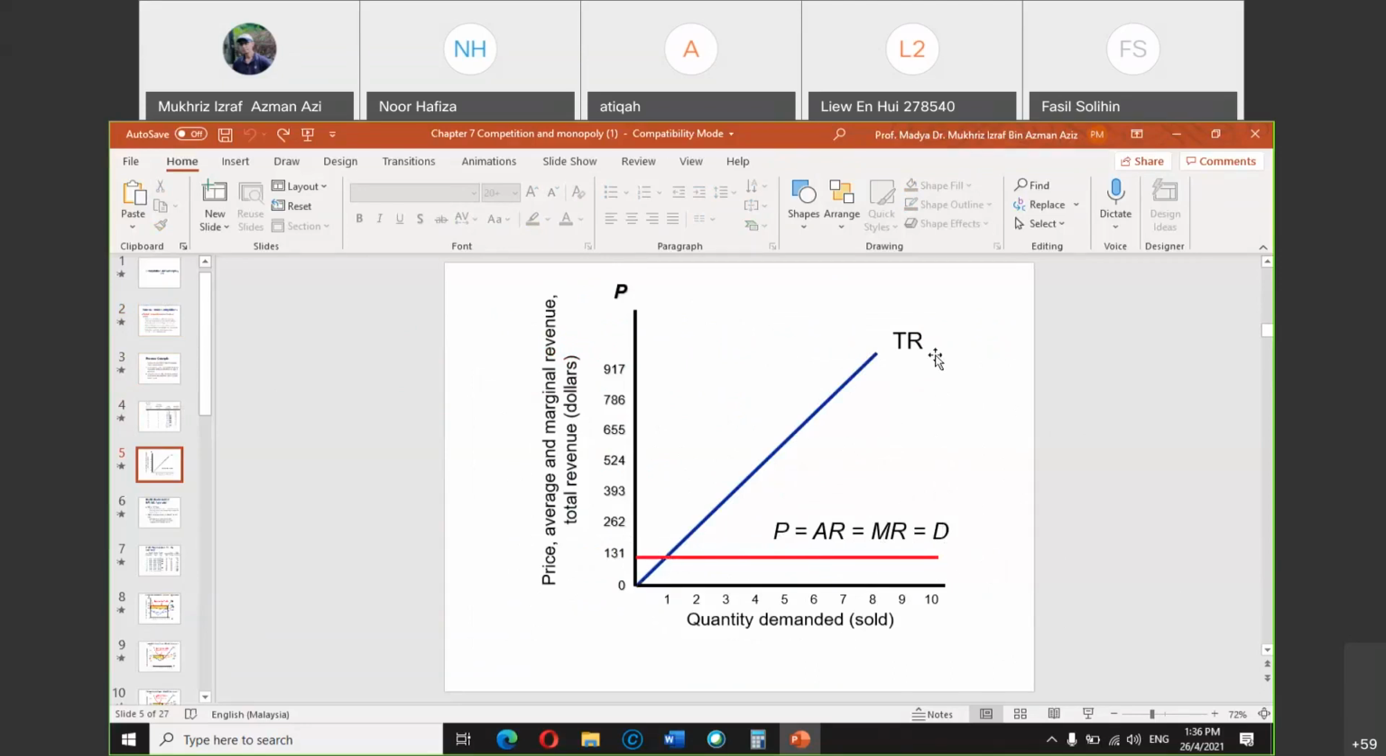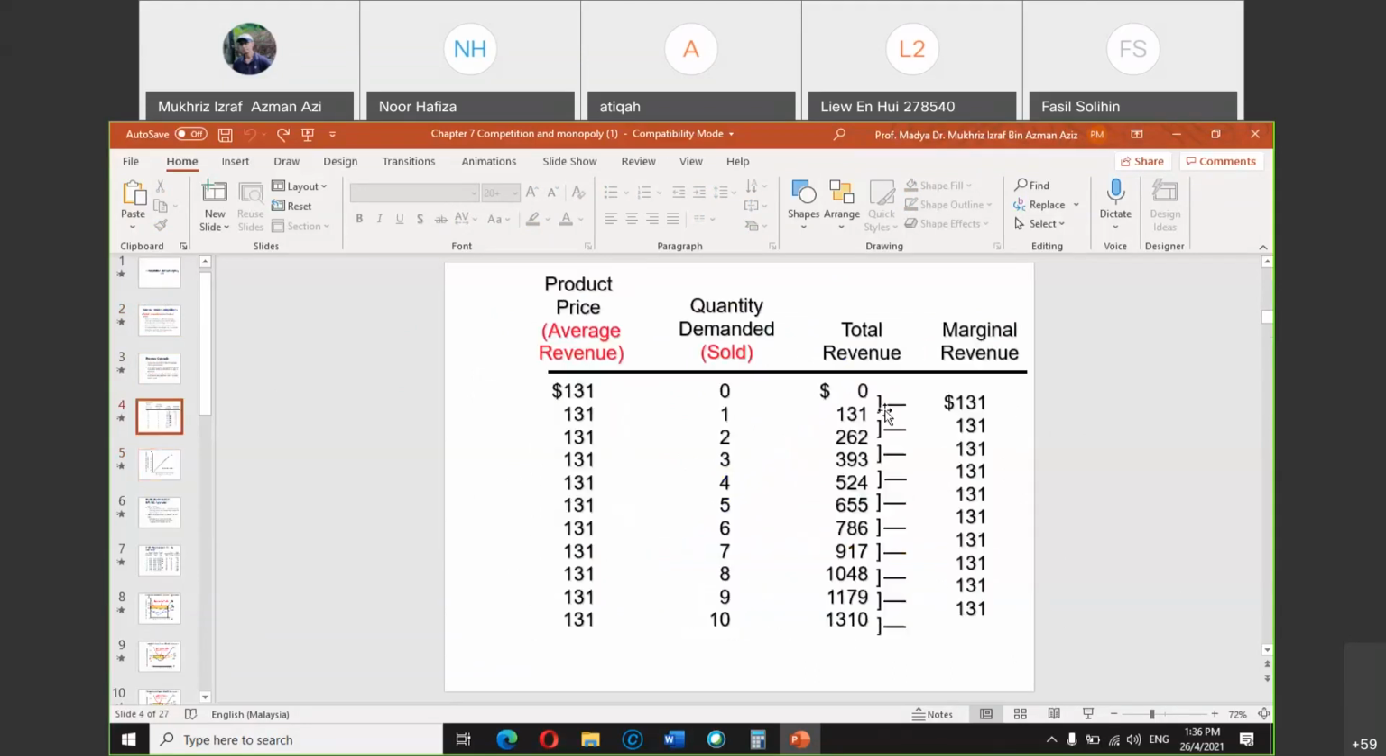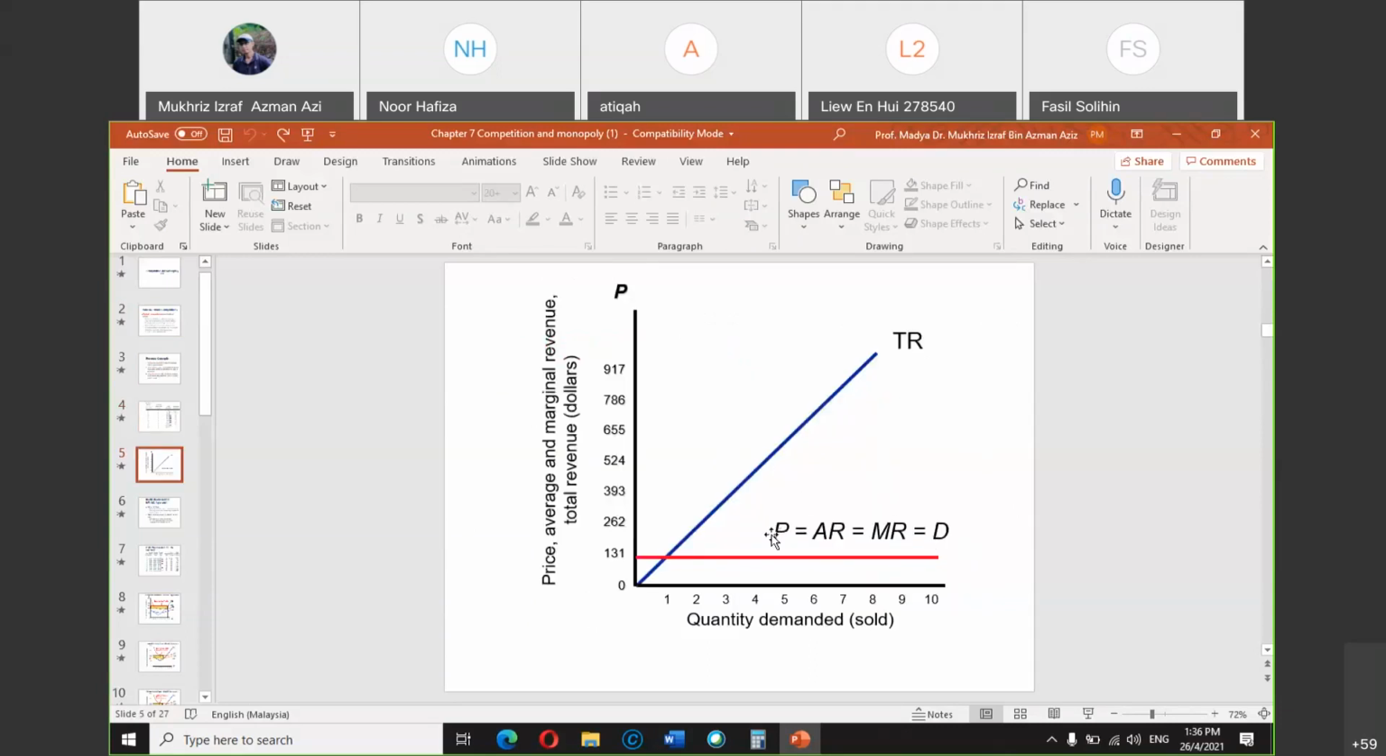Of course, TR will be upward sloping, because TR keeps on rising. But the main focus here will be these four equalities: P equals AR equals MR equals demand. I want you all to take note.